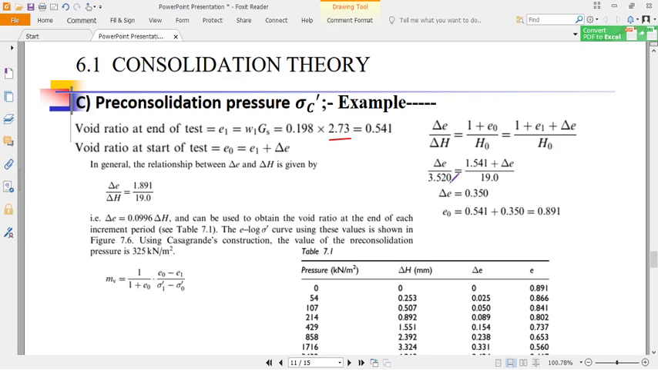So now let us look at this example here. At 0, our e naught is this. After applying 24 kilonewtons per square metre, we get our change in H. The change in H is very simple. It will be this minus this.